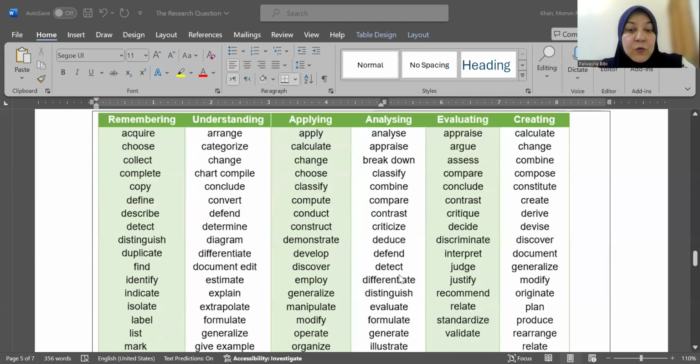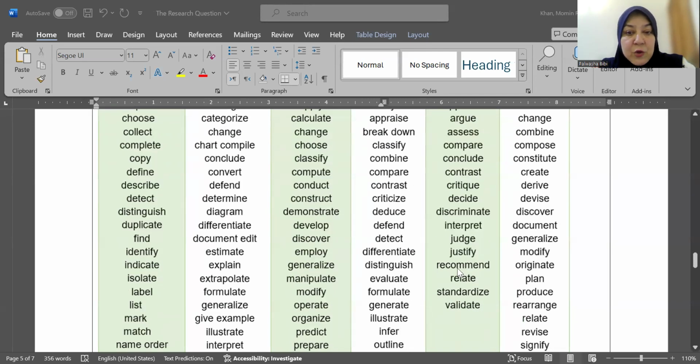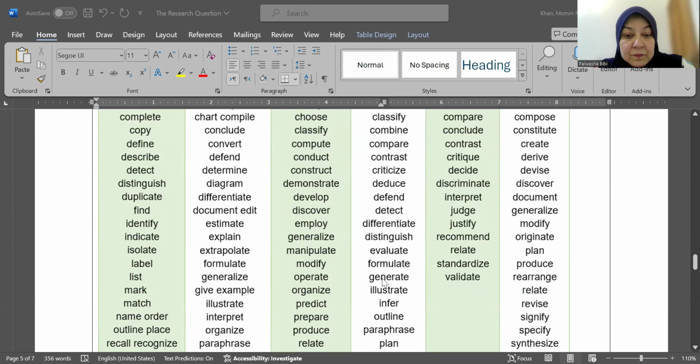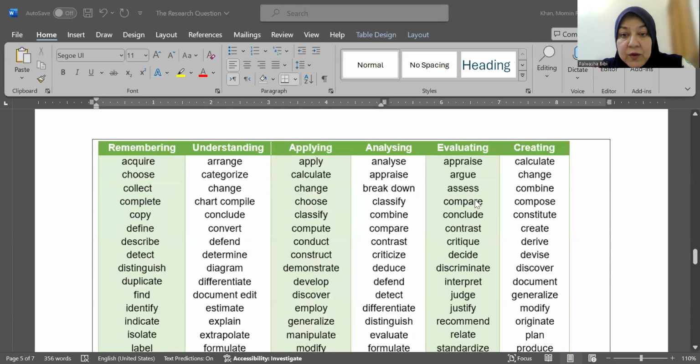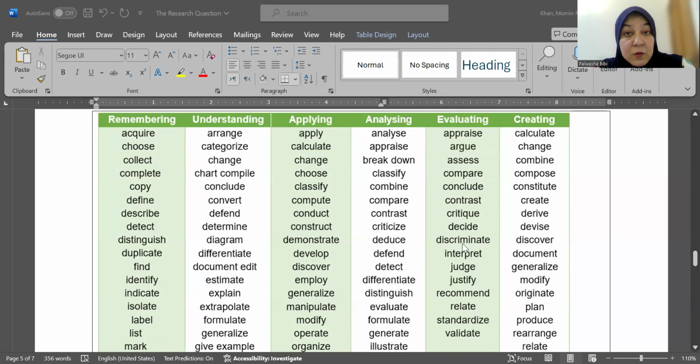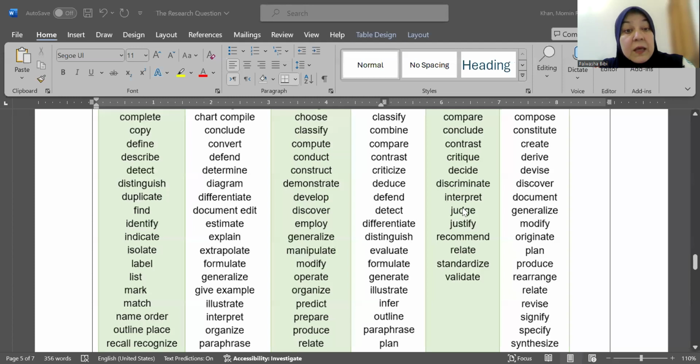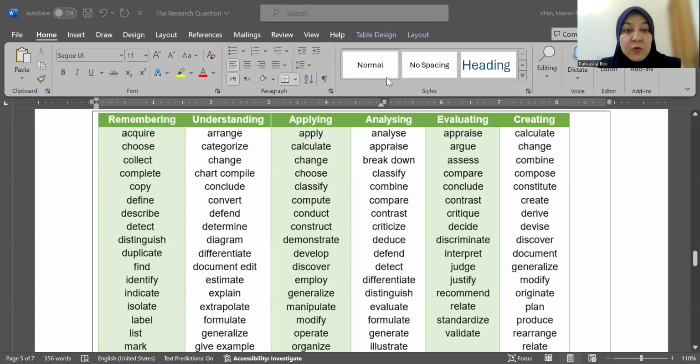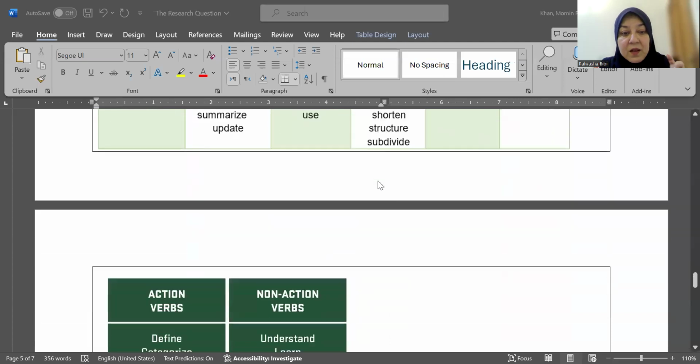So I pasted it for you here, and it has permission to be: compare, contrast, detect, differentiate, distinguish. And then for evaluate, it says compare, conclude, decide, discriminate, judge. So these are the action verbs from which you can start writing your objective, once you decide which category you are using.